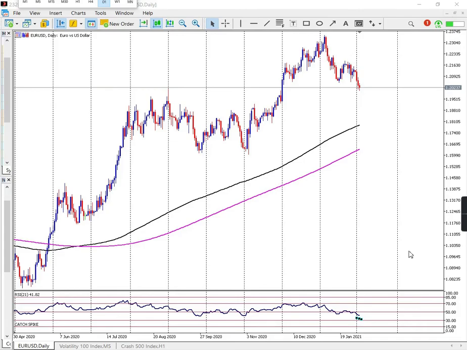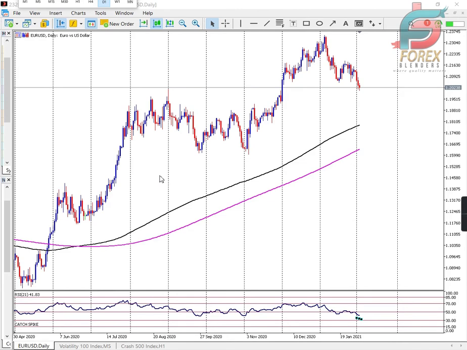Hello everyone, and today I'm going to show you how you can analyze any pair or any indices, and I'll be using Euro USD. Okay, so I want to show you, is Euro USD a buy or a sell?